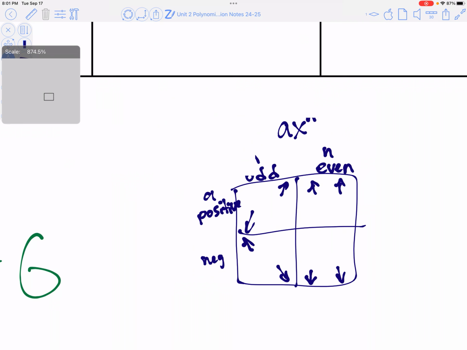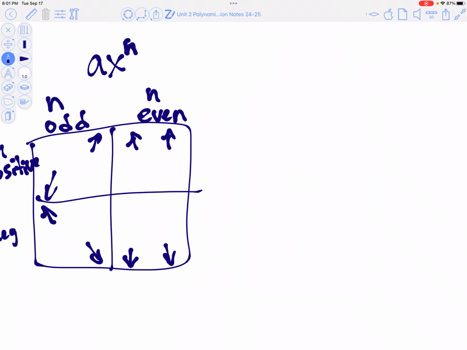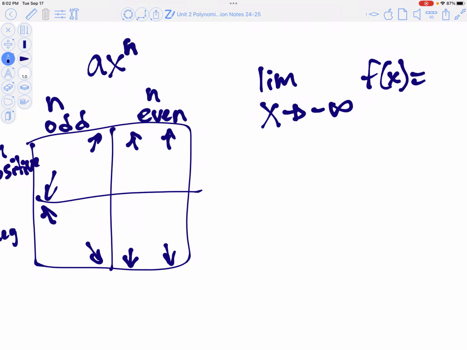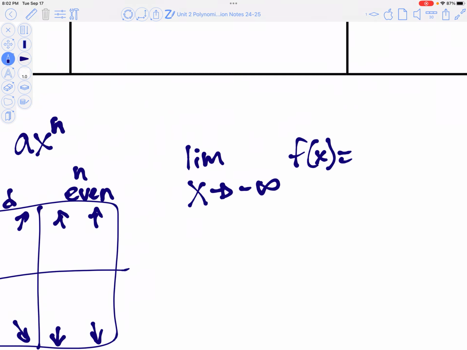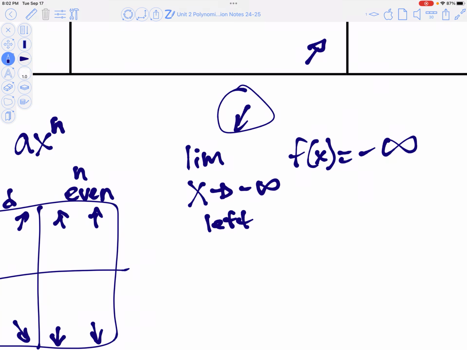Now, how do we translate this to math language called limit notation? You're going to say the limit as x goes to the left, or x goes towards negative infinity, the function is going to go to, it depends on what you're describing. If we want to describe this one, as we go to the left, it's going down to negative infinity. The outputs are going to be negative when we get clear to the left of the graph. So this says left in spatial reasoning, and this says down.